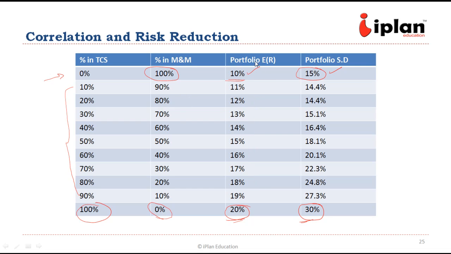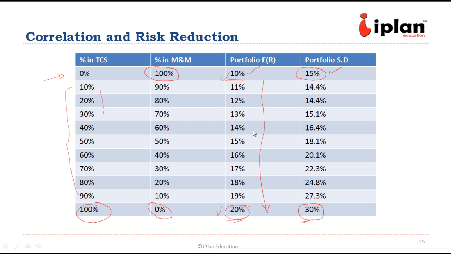The returns are linearly rising the more we are investing in TCS. Since its expected return was 20% and it was 10% for Mahindra and Mahindra, naturally the more we invest in TCS, the more will be the expected return.